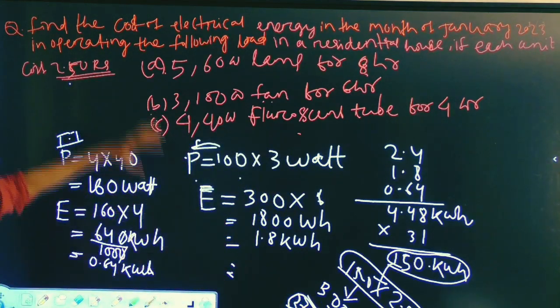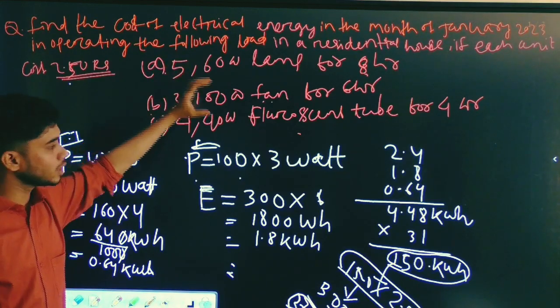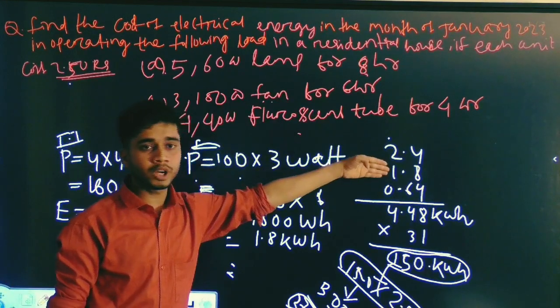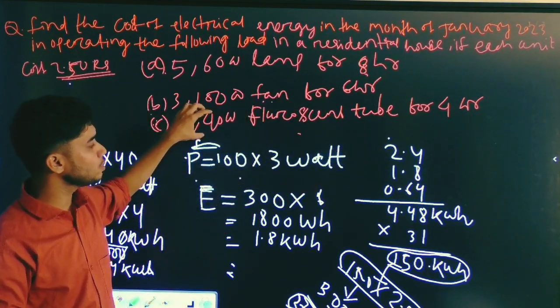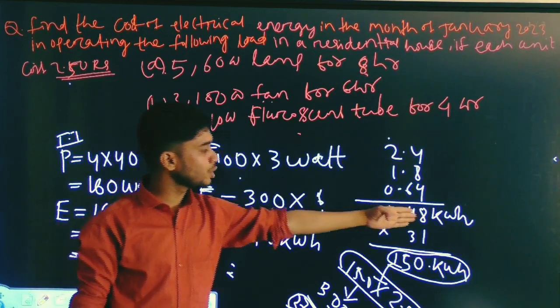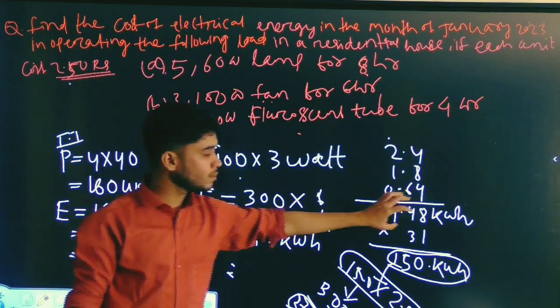Okay, very easy calculation. First, calculate the total energy consumed by the lamp load. This is 2.4 kilowatt hour. Next, calculate the total energy consumed by the fan load, that is 1.8 kilowatt hour, and finally for the fluorescent tube, this is 0.64 kilowatt hour. Add all this energy, then it is 4.48 kilowatt hour. This is the amount of energy consumed by all these loads in one day.